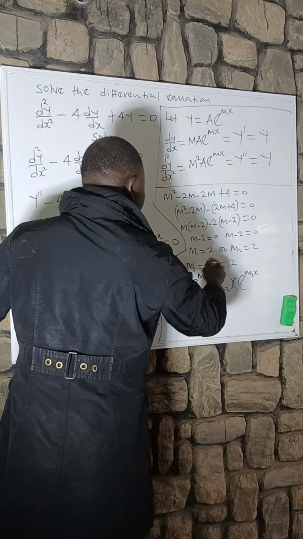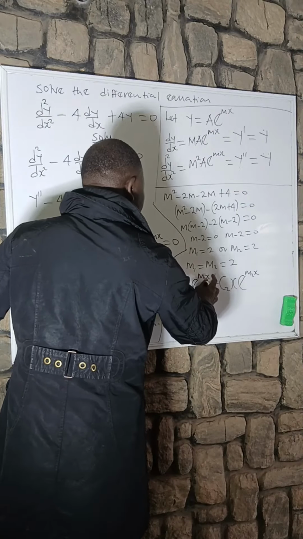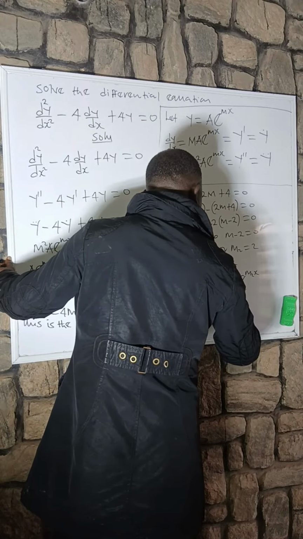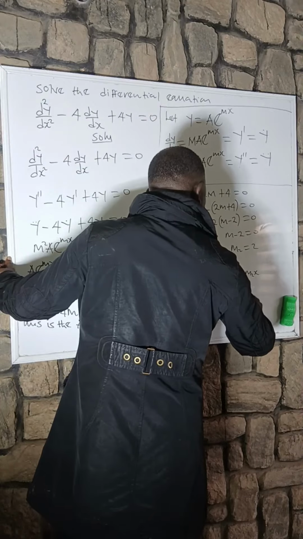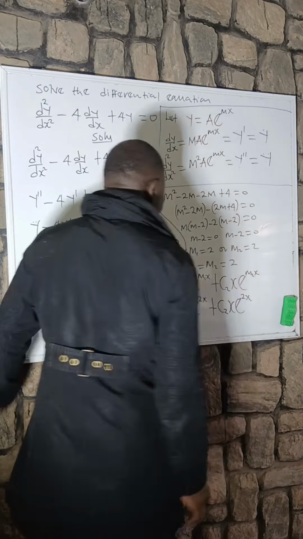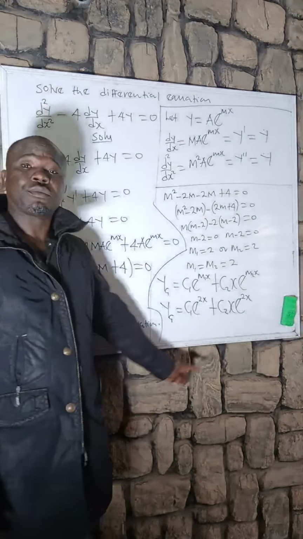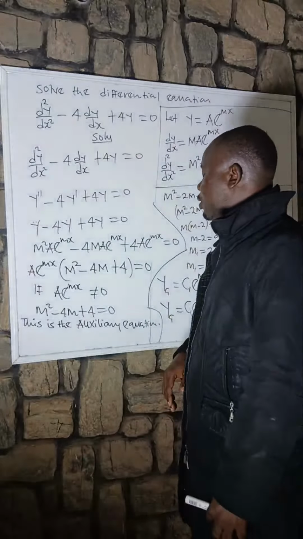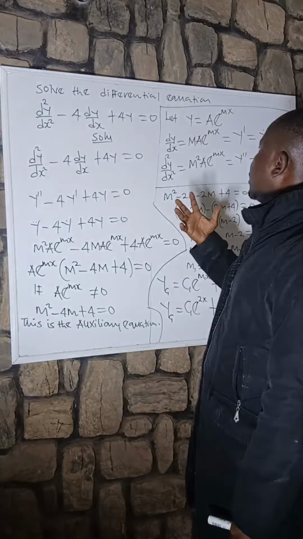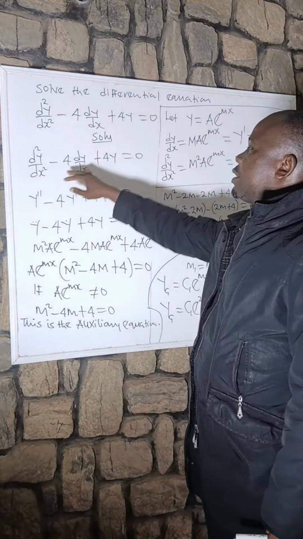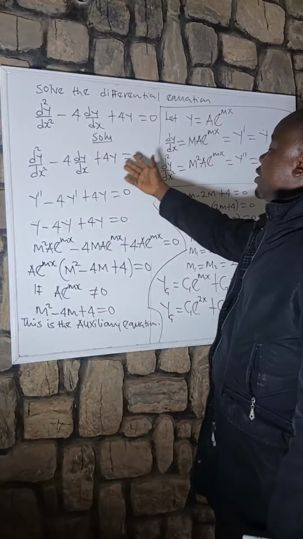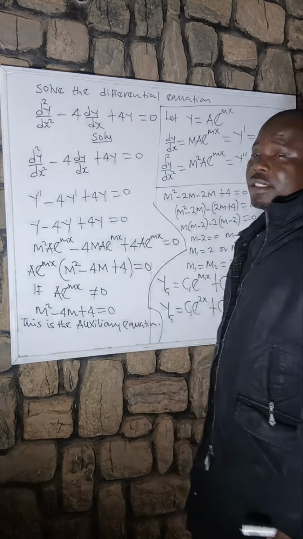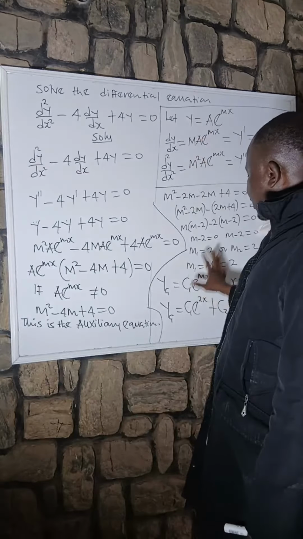So it implies that our general solution will now be C1 exponential M1, which is the same as 2, so 2x, plus C2x exponential 2x. Yeah, this is how you are going to solve this differential equation. So, assuming you are asked, what is the solution to this second order differential equation? The solution is y equals A exponential what? Mx. Yeah, that gives us this solution.